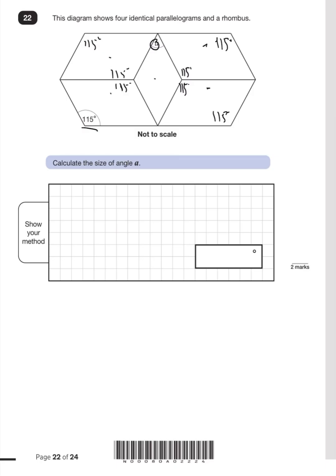Now, the total in a parallelogram should be 360 degrees. We've got 2 of the angles, which are equal. These 2 are also equal. So whatever is the remainder to get to 360, we need to halve to get the other 2 angles. So we do 115 multiplied by 2 to get 230. Double 115 is 230. We need to get to 360. So we do 360 minus 230 to get 130. 130 divided by 2 to get each of them. So half of 130 is 65.